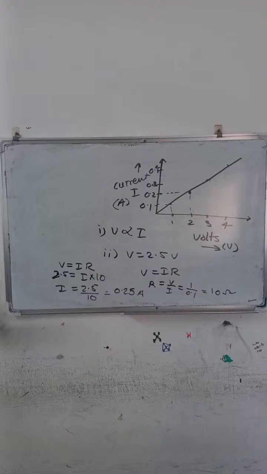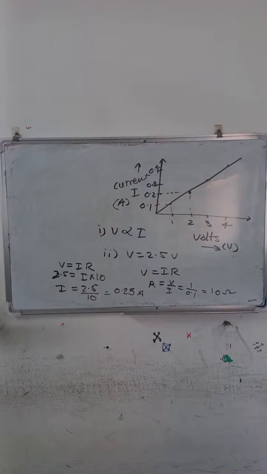Next, what would be the resistance of a resistor if the current flowing through it is 0.15 ampere, when the potential difference across it is 1.05 volt. Okay, I'll repeat this question.